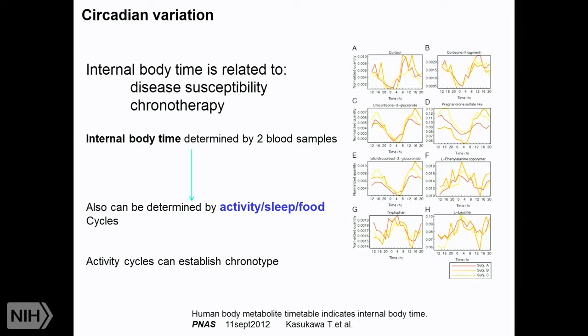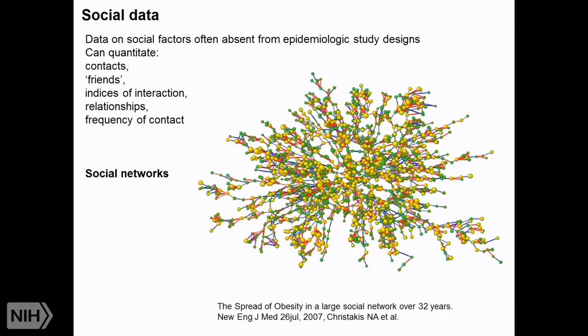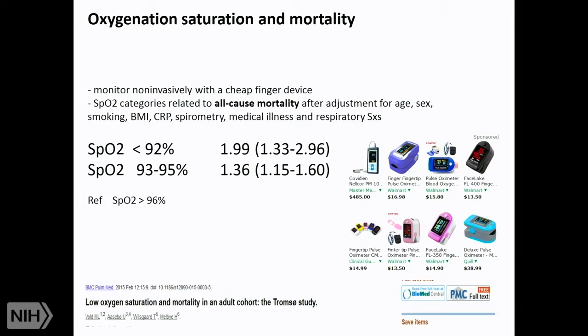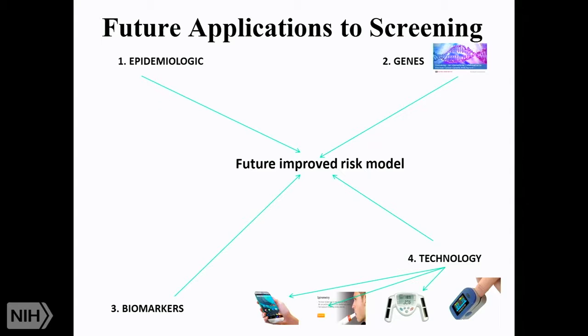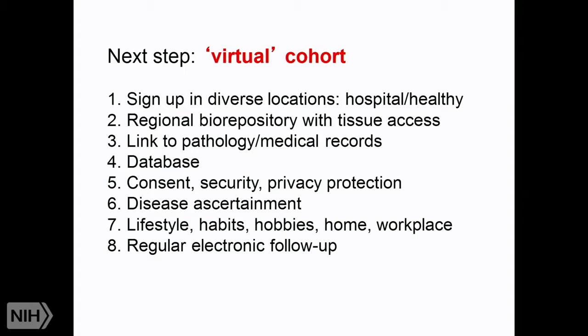We're focusing a lot of our effort on circadian variation. Social data, who you hang out with, is very, very important in terms of a lot of traits. And finally, pulse ox. As most of you probably are aware, you can just put your finger on your phone and get your pulse ox. And pulse ox is related to all-cause mortality. So it can be tracked easily in cohorts. All of this data, the epidemiologic data, genes, biomarkers, and technology is what we think will eventually create future improved risk models. So I think this is probably a good place to stop.